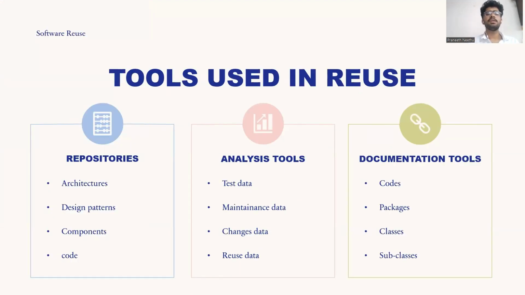Tools used in reuse. The general tools that are used for reuse purposes are repositories, analysis tools, documentation tools. Repositories are like storages that are used by a company to store their future reusable components. Architectures, design patterns, components, and codes are stored in repositories. Next, analysis tools. In analysis tools, the test data, maintenance data, changes data, and reuse data of previously developed softwares are stored. And documentation tools. In documentation tools, codes, packages, classes, subclass, routines, subroutines are stored.